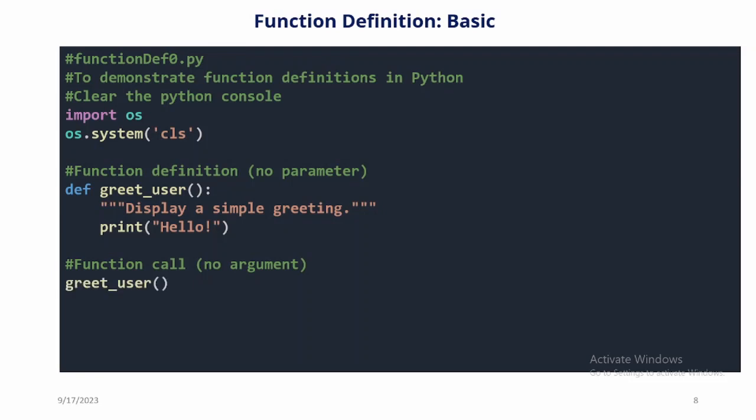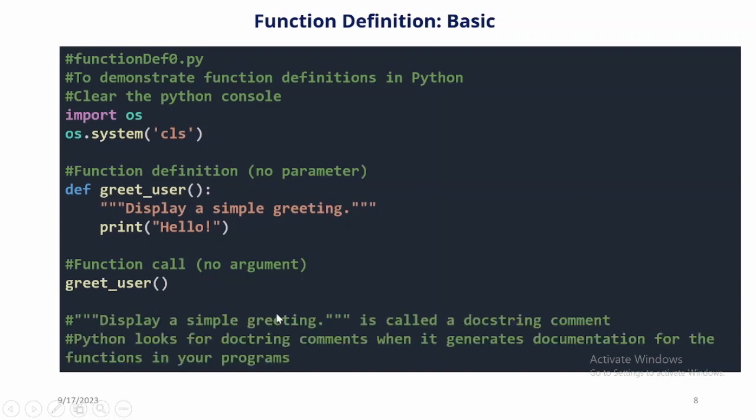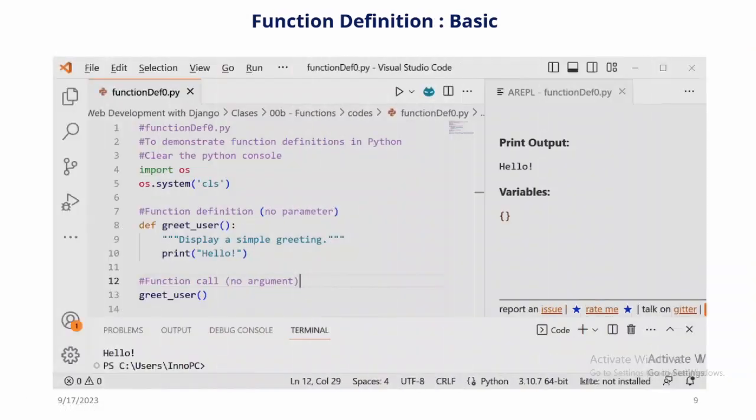So what is the order? You call the function. And how do we call it? You just write the name of the function, greet user. That is all. So this greet user is what is now going to print hello. So if you run this program, this is what it's going to look like.